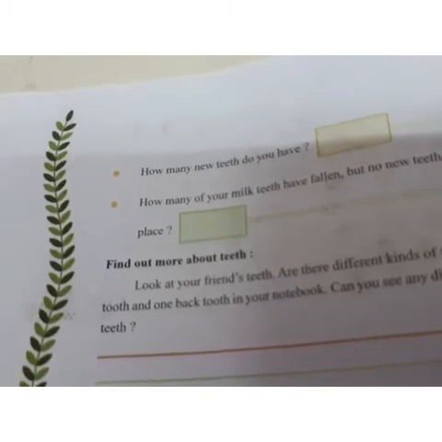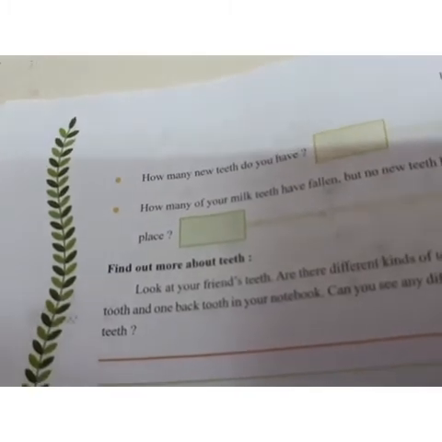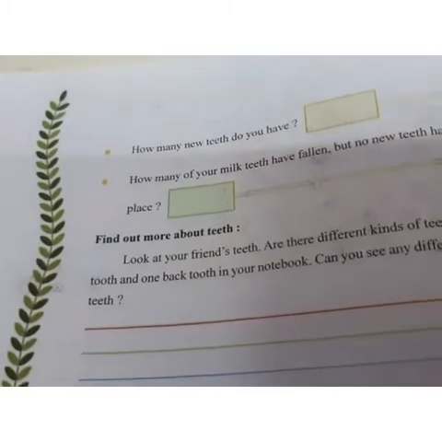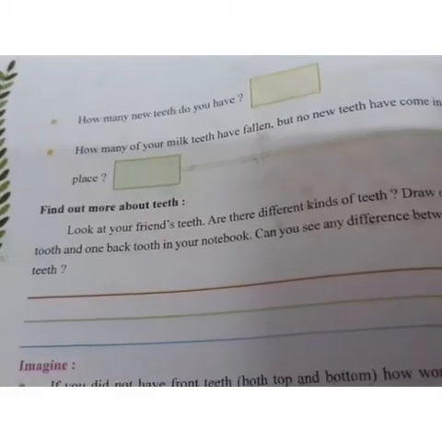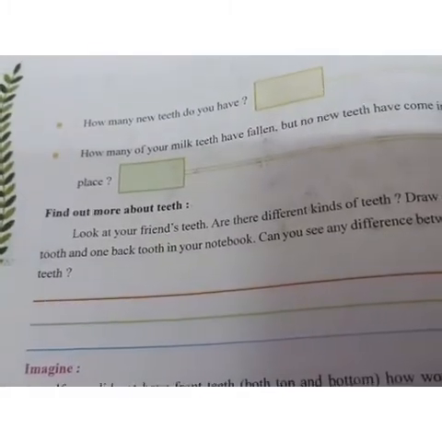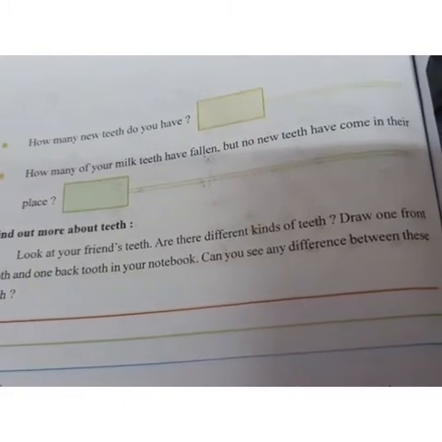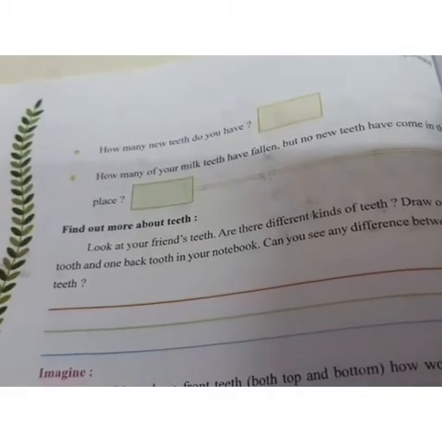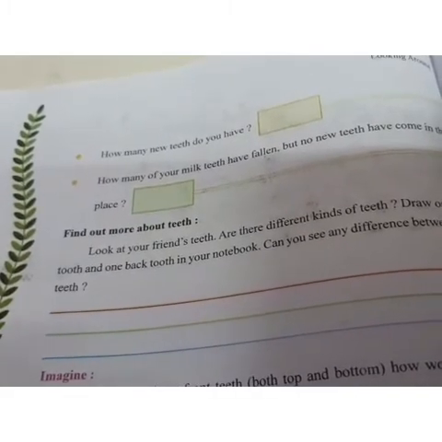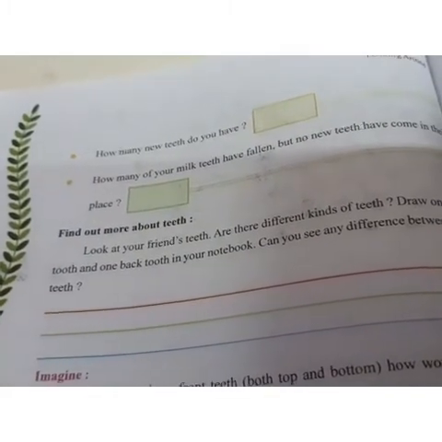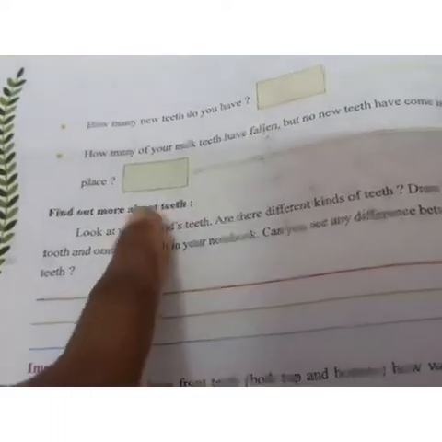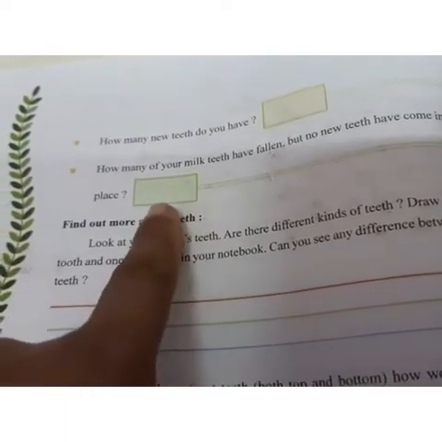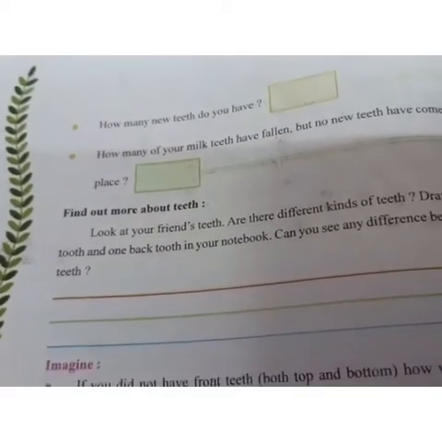मतलब अगर आपके दांत टूट के गिर गए हैं तो उसके बाद कितने नए दांत आए हैं. Those are your permanent teeth. How many of your milk teeth have fallen but no new teeth have come in their place. आपके जो दांत गिर गए हैं, उसकी जगह पर कोई नया दांत नहीं निकला है, that also you have to write. So how many of such milk teeth have fallen but no new teeth have come in that place. This you can fill on your own.